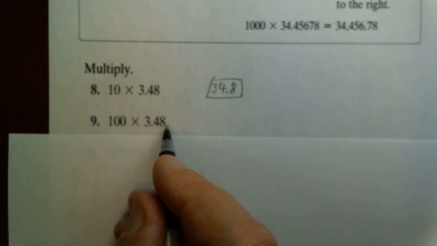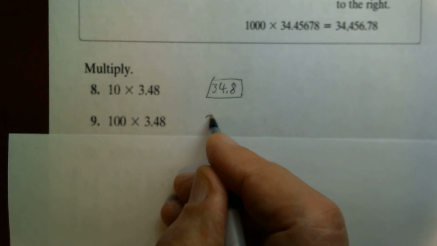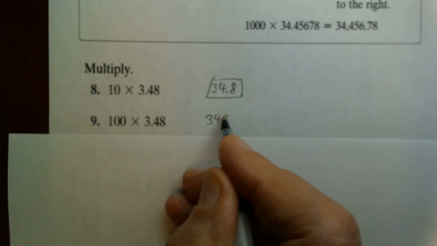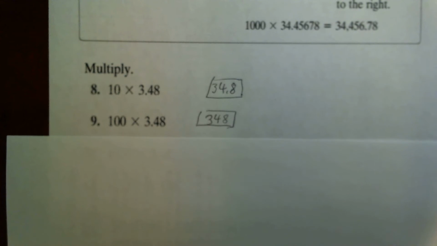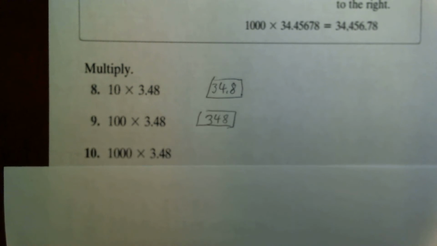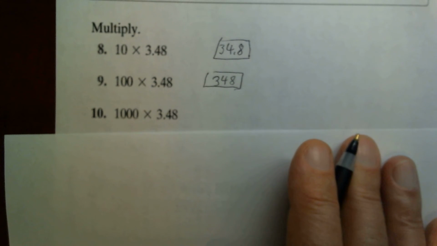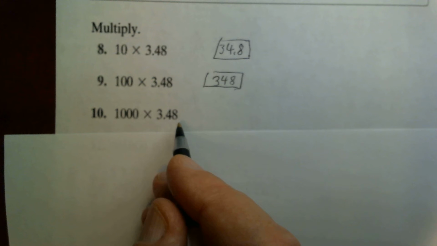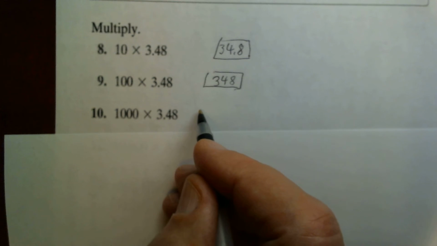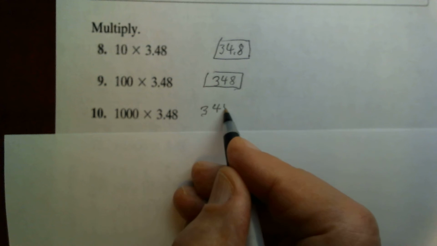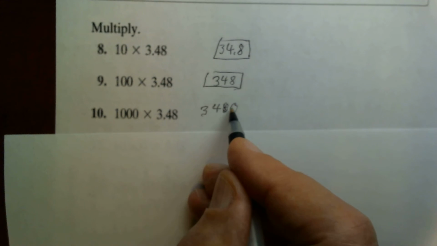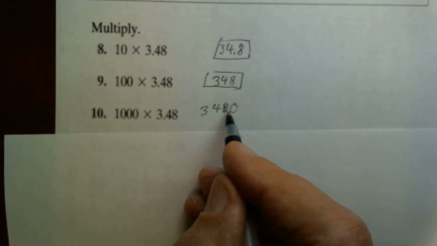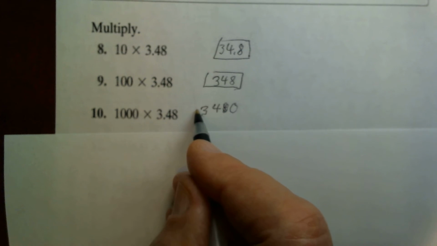So in other words, that's simply 348. We typically would not write 348.0. We could, but that's not typical. In exercise number 10, there are 3 zeros, so we need to move the decimal 3 places to the right. So we have 3, 4, 8. So remember the decimal's between the 3 and the 4 originally. Now move it 3 places to the right. So we need to add a 0 here, so we can move it 3 places to the right. And so the answer is 3,480.